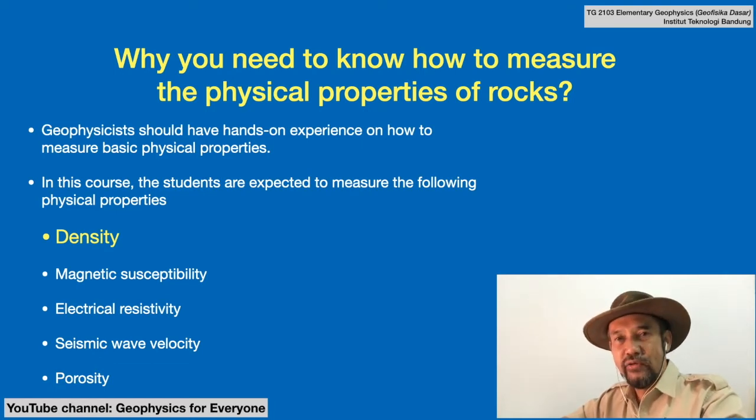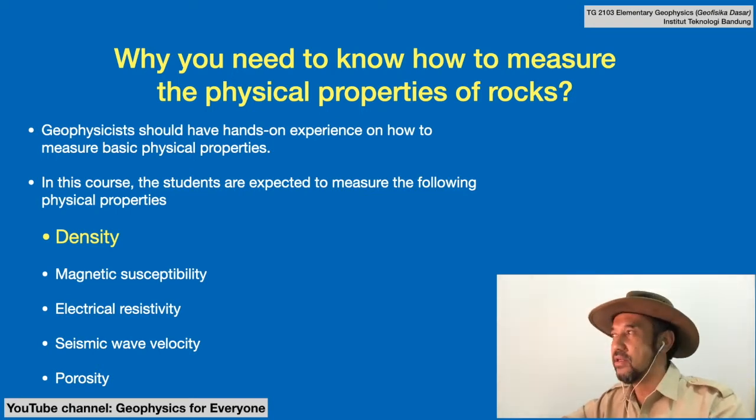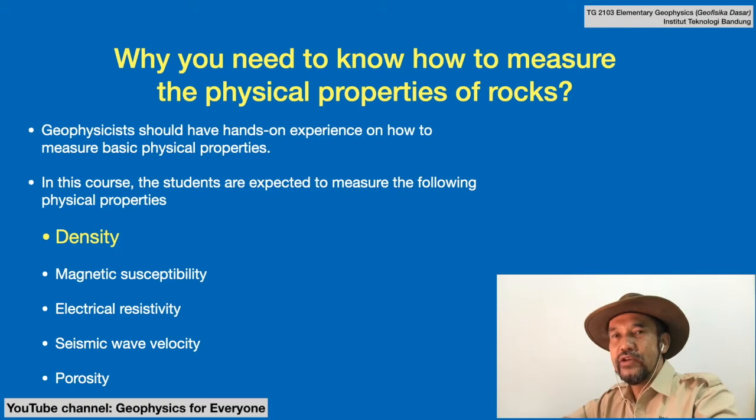Ideally, the geophysicist should have hands-on experience on how to measure basic physical properties. Geophysicists should have a sense of magnitude when it comes to using the values of physical properties. This is one of the reasons why at Institut Teknologi Bandung we design the Elementary Geophysics course to contain laboratory components. In these laboratory components, students are expected to carry out the physical property measurements themselves.